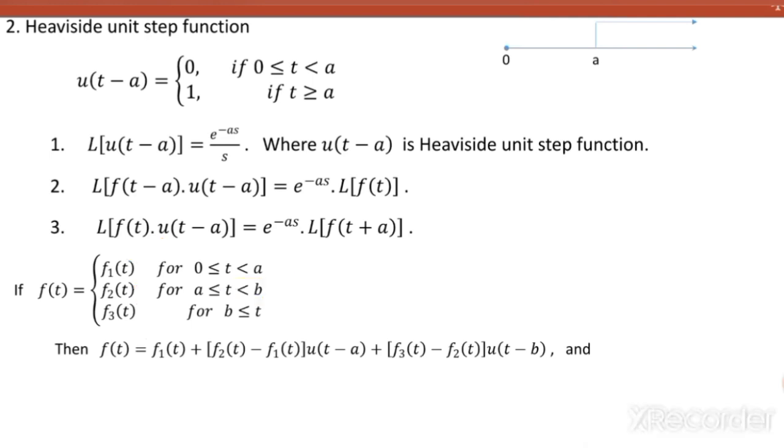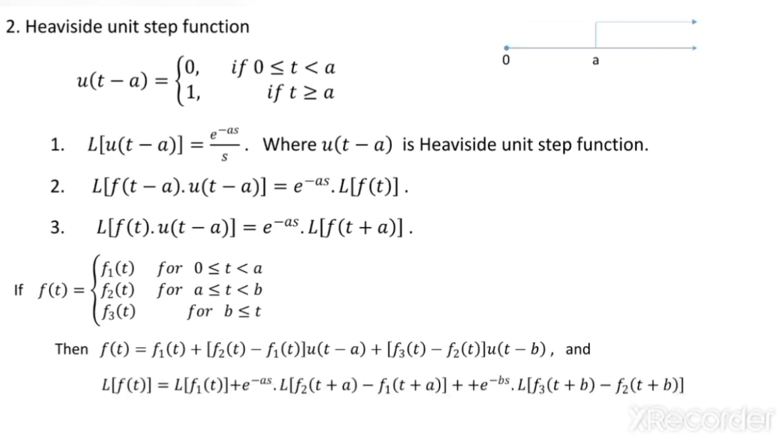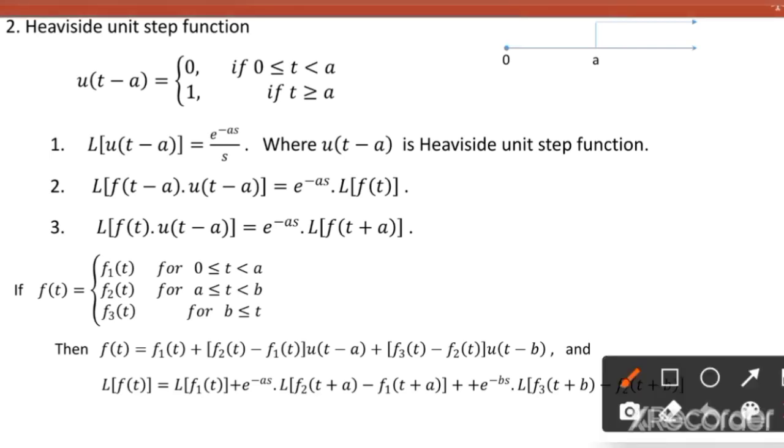That means the Laplace transform of f of t is of the type L of f1 of t plus L of f2 of t minus f1 of t into u of t minus a, where I can now use the previous result. Wherever u of t minus a into any function is there, we can first write the Laplace transform of the function which we obtain after replacing t by t plus a. So that's how we have written here.